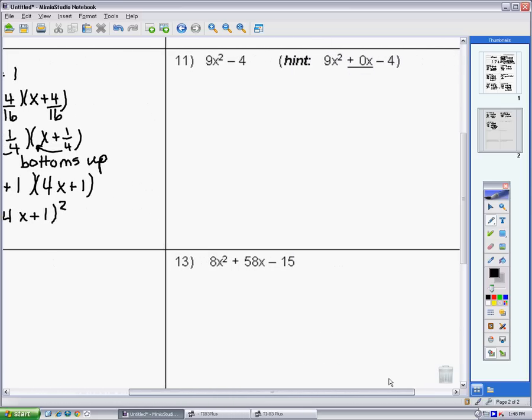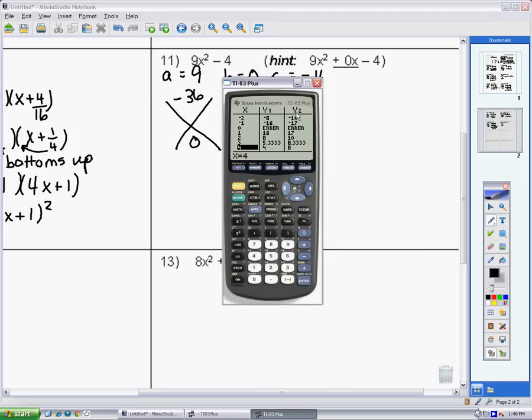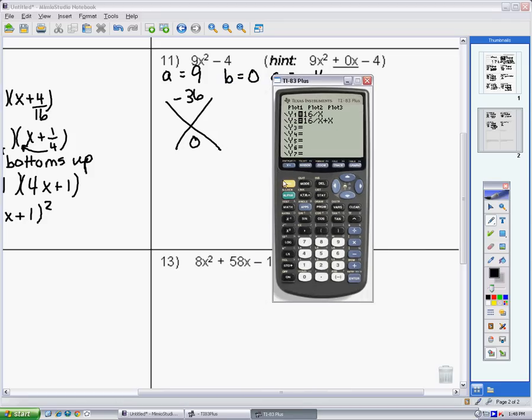Number 11. A is going to equal 9. I don't have a middle term, so here's your hint again. It's going to equal 0 for B, and C is going to equal negative 4. So I'm going to multiply A and C together, and I get negative 36, and 0 is going to be my B. So when I bring up my calculator, I'm going to type in negative 36.